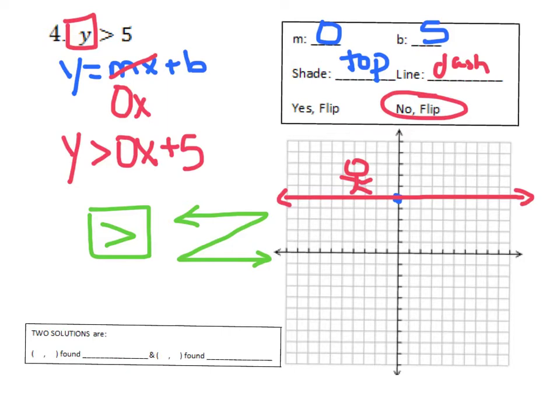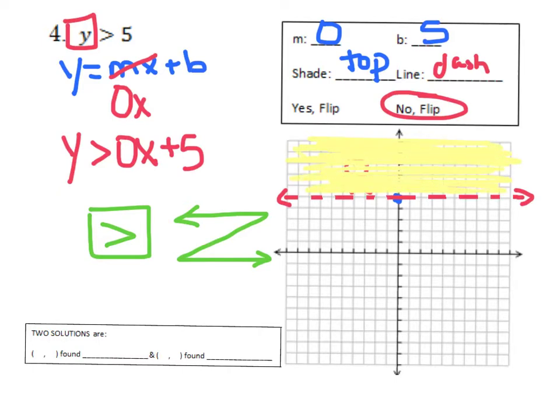Now notice I've already made one mistake. What kind of line did we say? We said dashed. So I'm going to go ahead and put some dashes in here. This is why it's important, and this is exactly why I make you guys write it down first. It's an easy mistake to make because it's out of habit. So now I'm going to shade this part above him, because we're shading on top, so everything up here above the line.